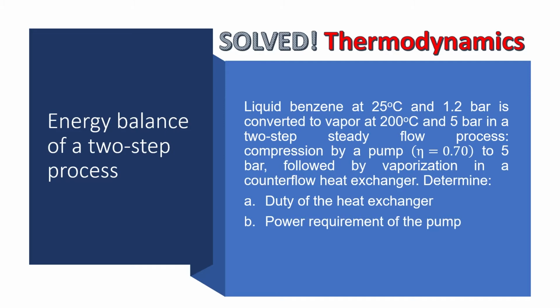First, compression by a pump with an efficiency of 70% to 5 bar, followed by vaporization in a counterflow heat exchanger. We want to determine the duty of the heat exchanger and the power requirements of the pump. Let's go ahead and solve that problem.